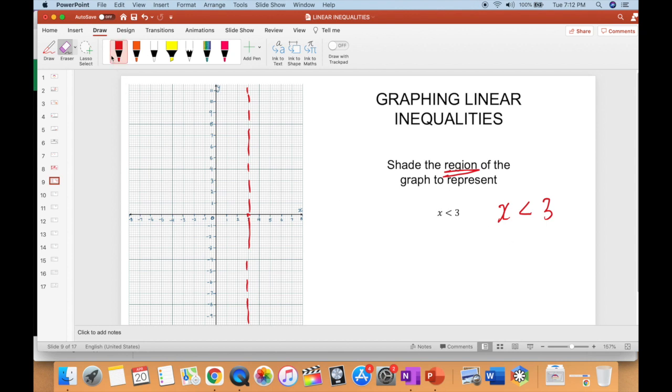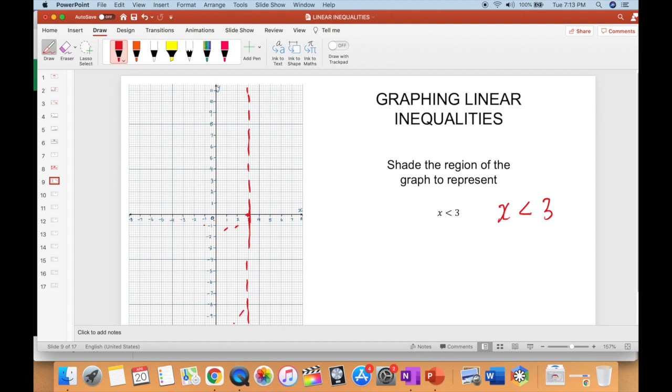Now, we have to shade the region of the graph. The first thing we do is draw the line, and now we have to shade the region where this is true. So which side of this line do you think represents this region? We have the right side on this side and the left side on this side. Which side represents x is less than 3? The left side, because here x is 3, and here x is 2, x is 1, x is 0. All of these numbers on the number line are less than 3. So it's definitely this side.